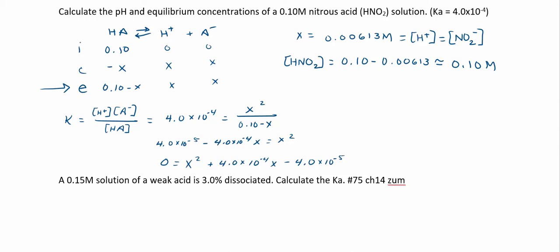Now, we haven't finished the question, however, we need to calculate the pH. So the pH is going to be the negative log of the concentration of the hydrogen ion. The hydrogen ion is given to you right here. So we take the negative log of that value, and I get a pH of 2.21.